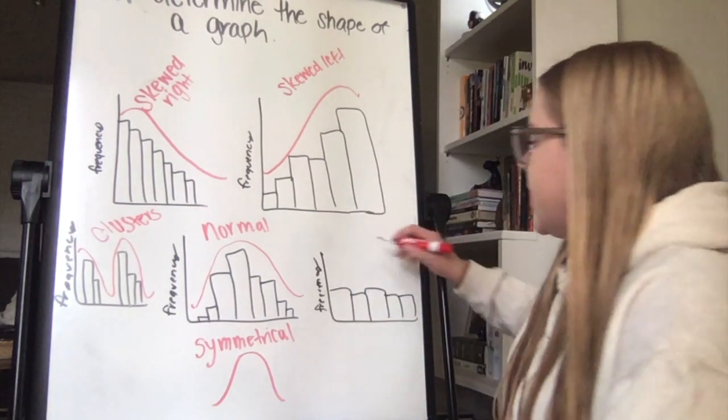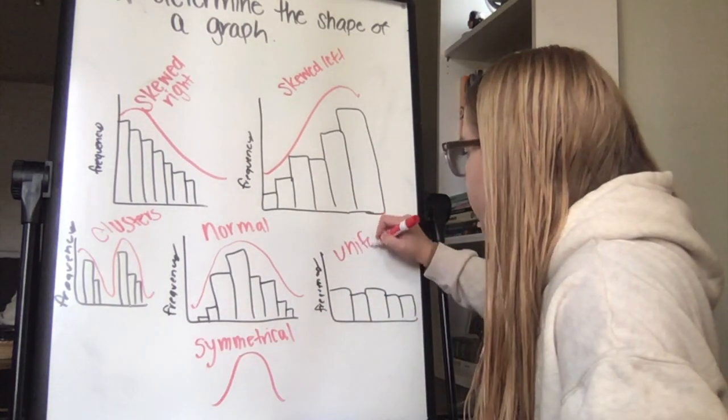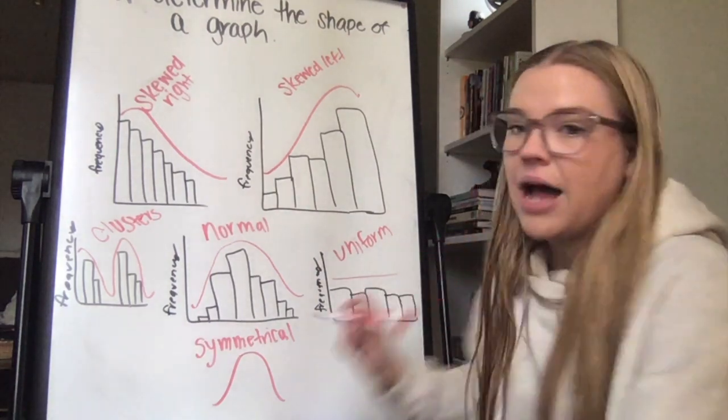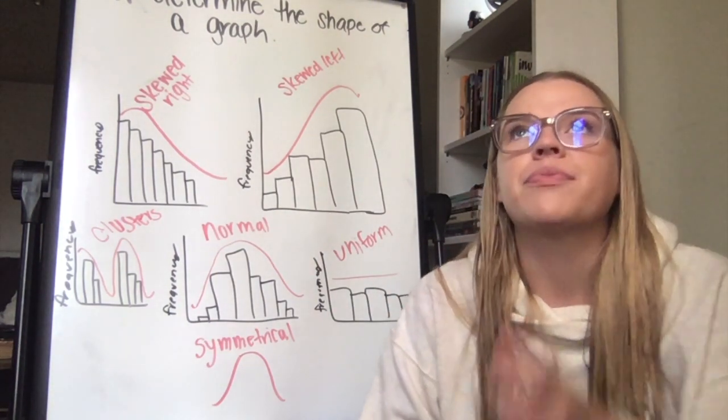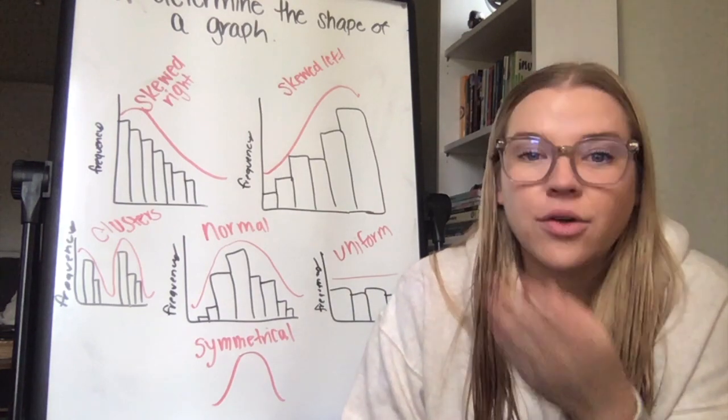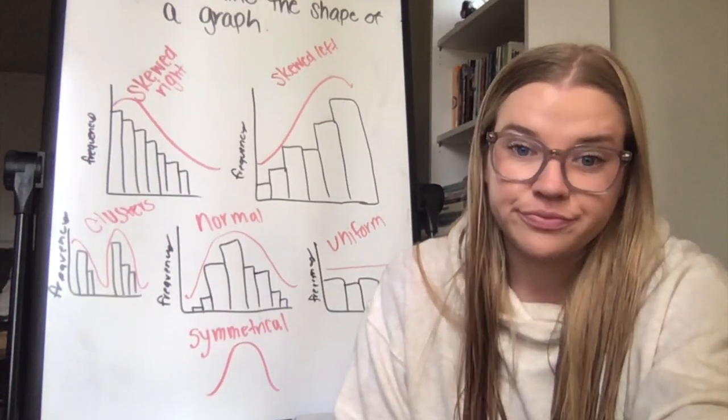The last one is called uniform. And what that means is that everybody's about the same. All of the points have about the same amount of answers.